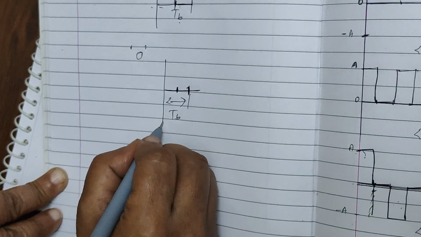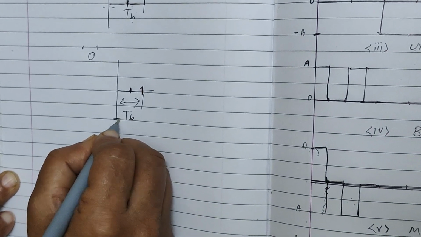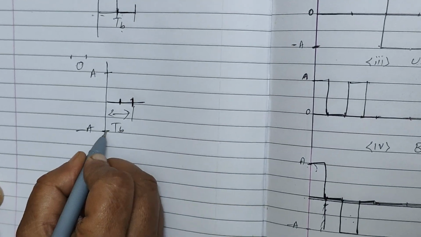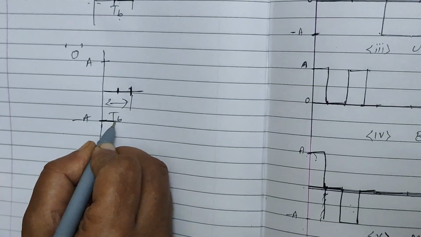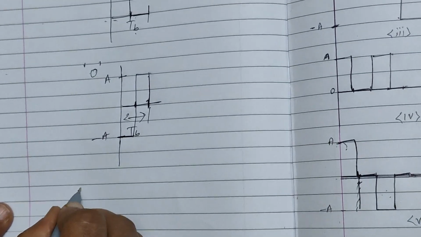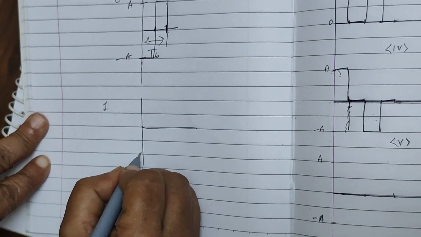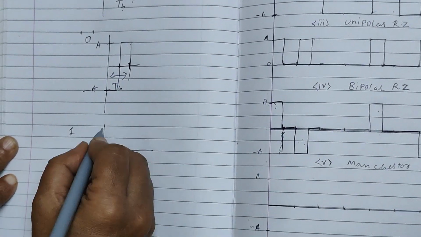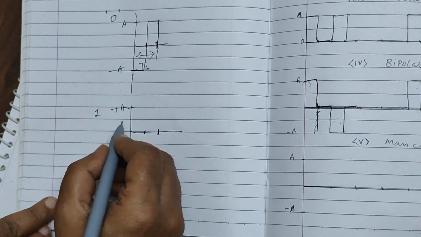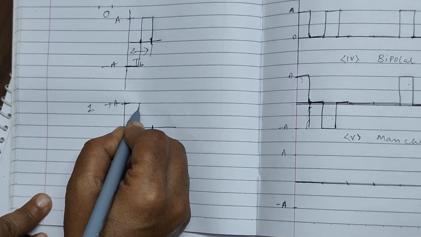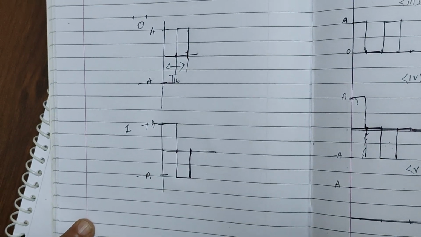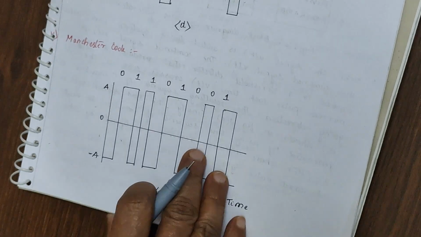Symbol 0, how do we represent? Let me take a reference, minus A and plus A amplitude. Symbol 0 means it will start at minus A and go like this. Symbol 1 in Manchester code is represented with minus A and plus A, and this is 1 bit duration and this is another half duration. Symbol 1 means plus 1 for the first half duration, minus 1 for the other half duration. It is like this.